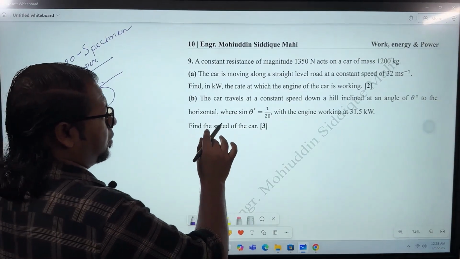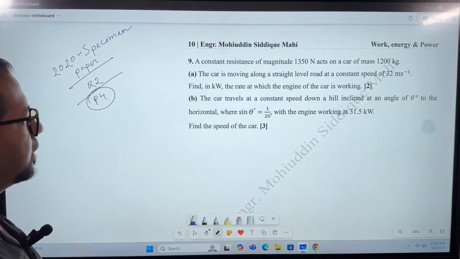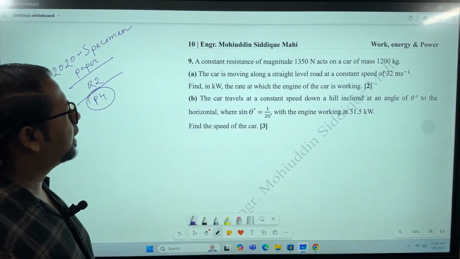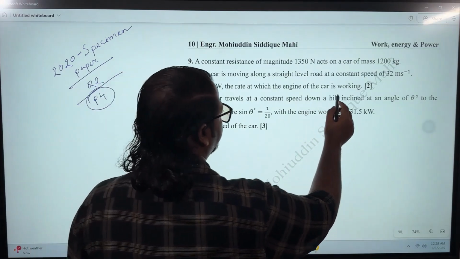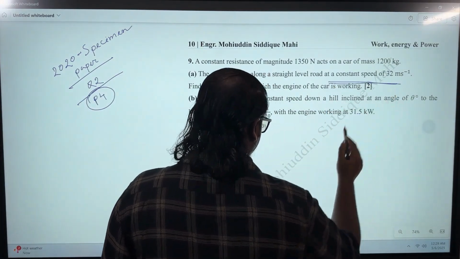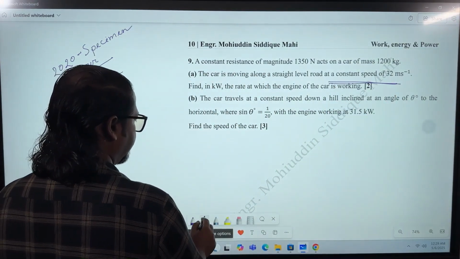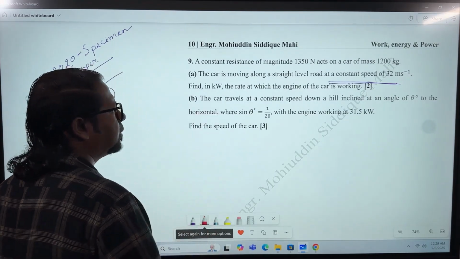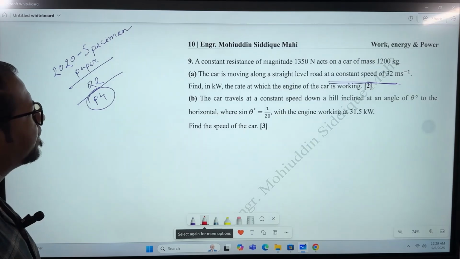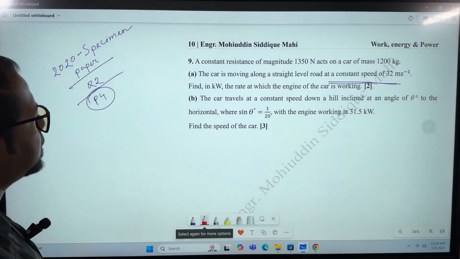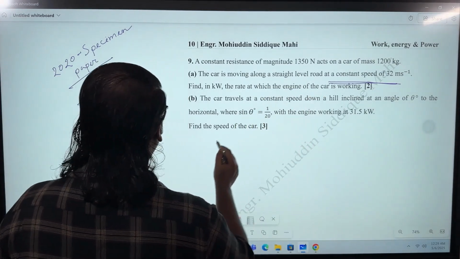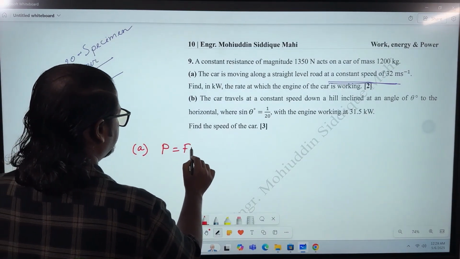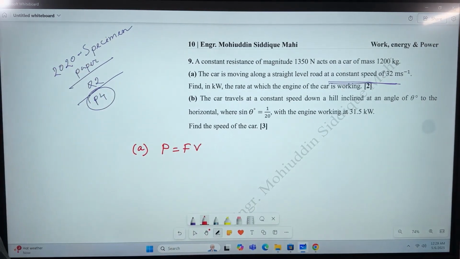Now, always go through the question properly because there are some key pieces of information which you need to use for solving the question, like the car is moving along a straight level road at a constant speed. So when the car is moving at a constant speed, definitely the resultant force on the car will be 0. And as it is moving at a constant speed, if we want to find out the power, we can use the formula power equals force into velocity, because the velocity is not changing.